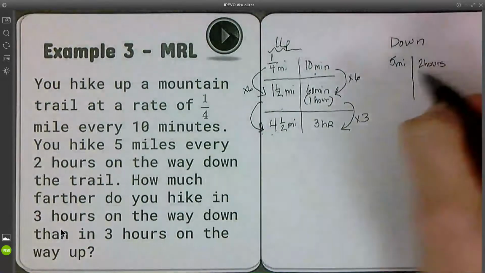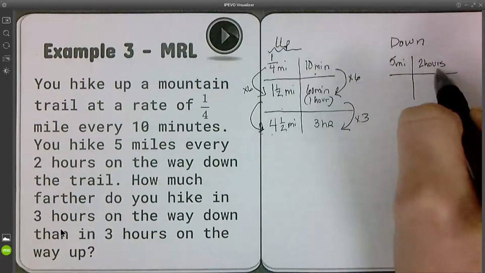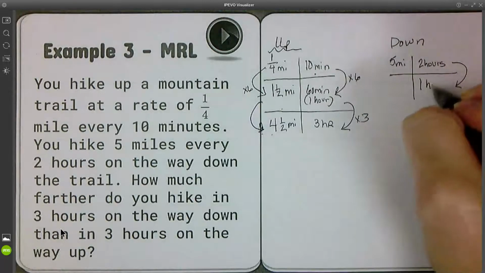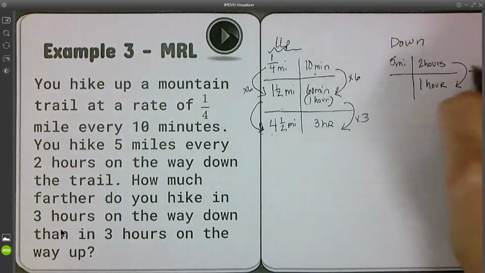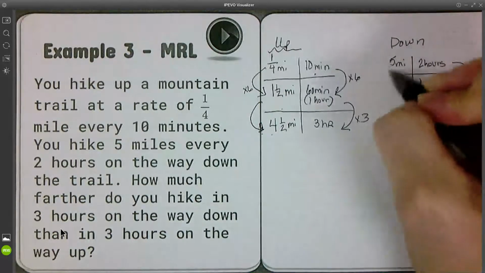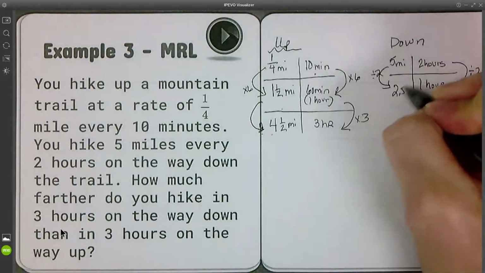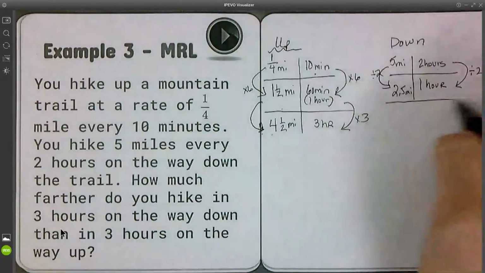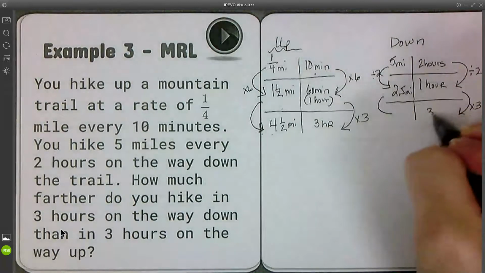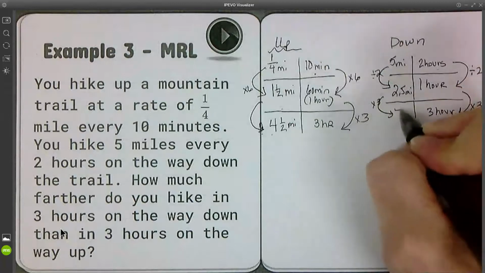Now we have to do the same thing for the down. So they've given me the amount traveled in 2 hours, but it's very hard to get from 2 to 3. So I'm going to work backwards and get to 1 hour, again, to my unit rate. And I do that by dividing by 2. So if I divide this side by 2 to get to 1 hour, I'm going to divide this side by 2, and I get 2.5 miles per hour. Now that I know how much for 1 hour, I can multiply by 3 again to get to 3 hours, which is my goal. And 2.5 times 3 would be 7.5 miles.